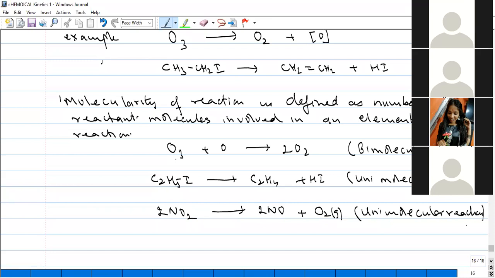So the number of molecules which are involved in an elementary reaction is called the molecularity. It can be unimolecular if one molecule is involved, bimolecular if two molecules are involved, trimolecular if three molecules are involved. Depending upon the number of reacting molecules, we call it differently. So that was the molecularity.